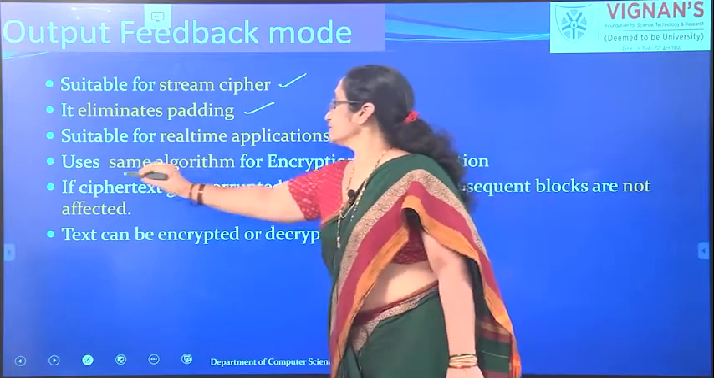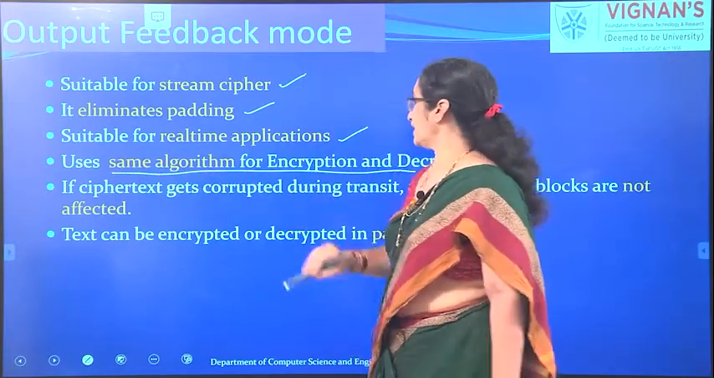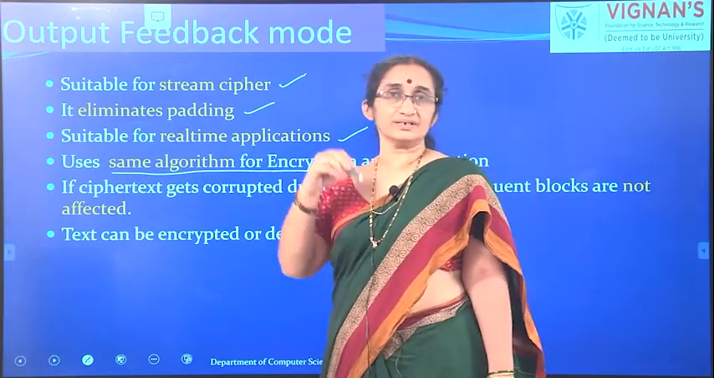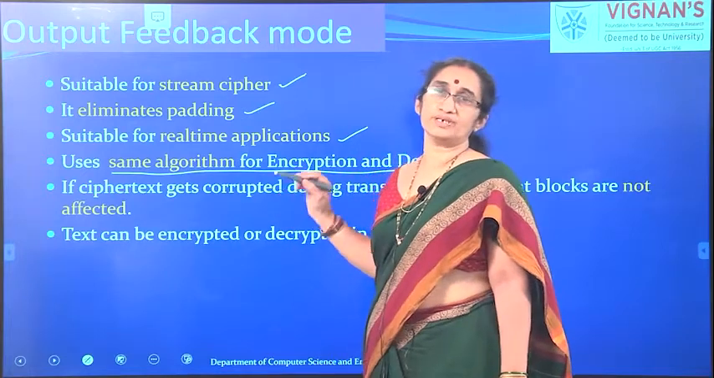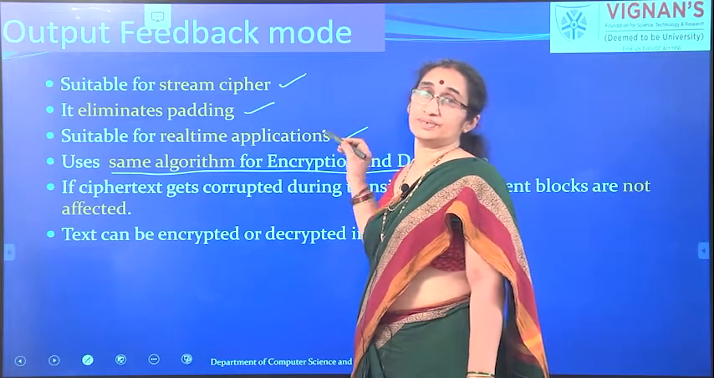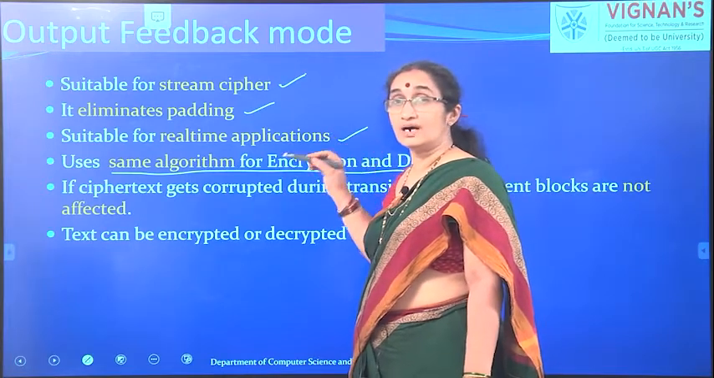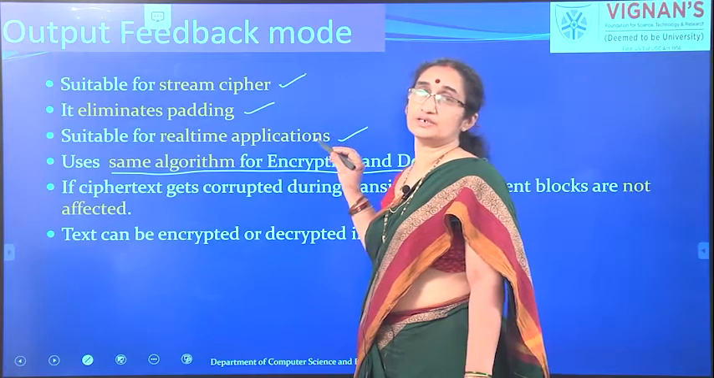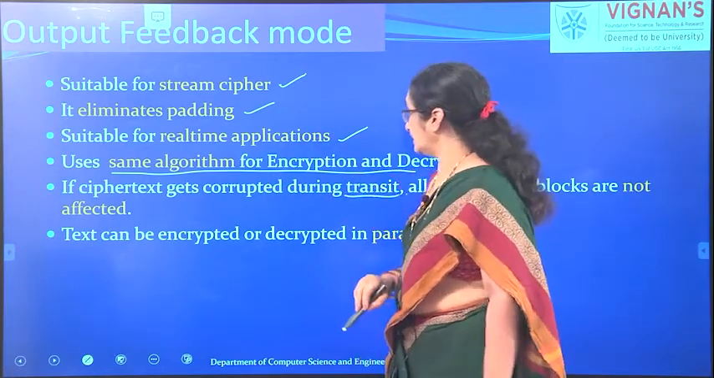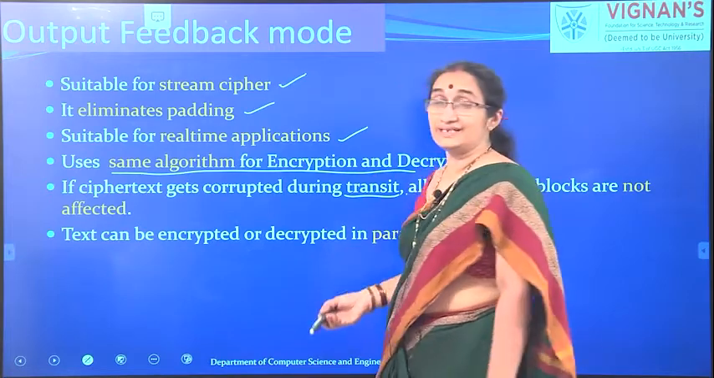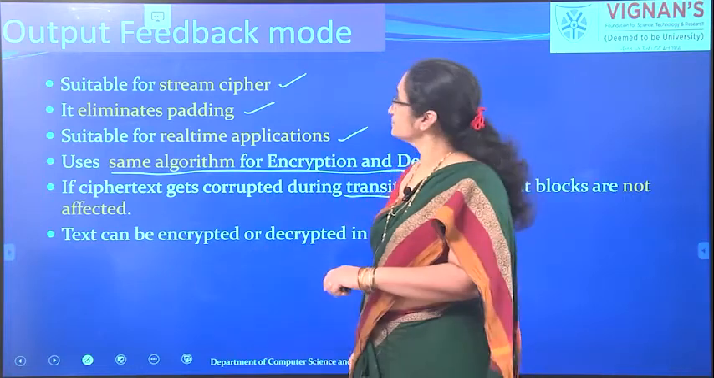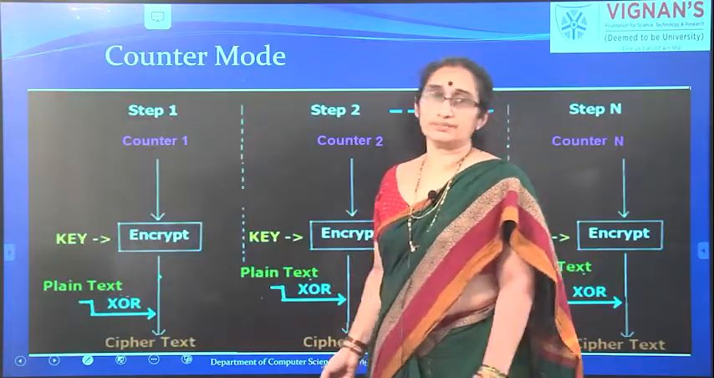Again, the same algorithm has to be used both for encryption and decryption, and if the ciphertext is corrupted during the transmission, still you do not have any problem, because here you are not sending the ciphertext to the next block, but you are sending only the output of the encryption algorithm to the next block. So, you can come out of that problem, and text can be encrypted and decrypted in parallel also. Okay. And the next one is counter mode.